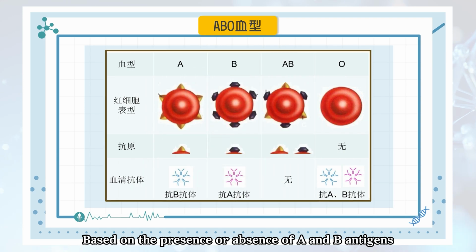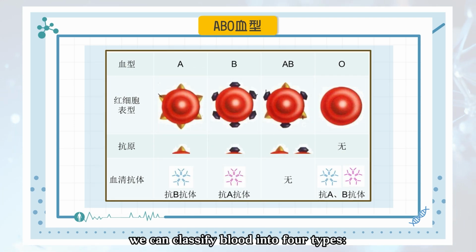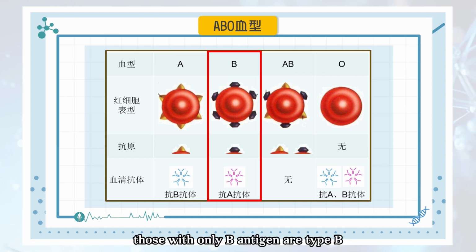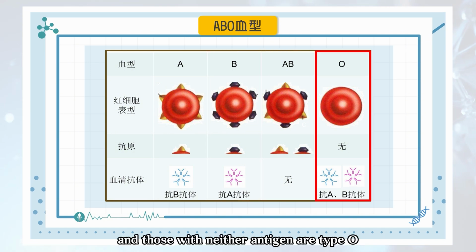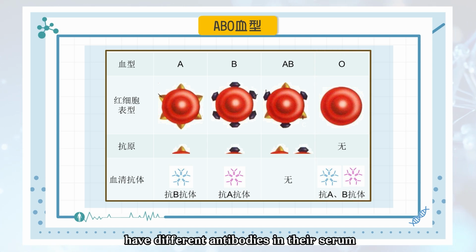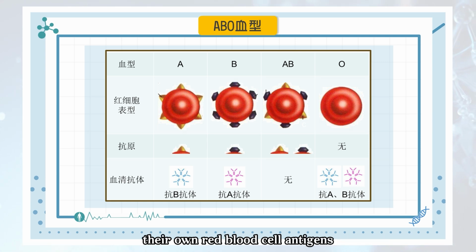Based on the presence or absence of A and B antigens on the red blood cell membrane, we can classify blood into four types. Those with only A antigen are type A. Those with only B antigen are type B. Those with both A and B antigens are type AB. And those with neither antigen are type O. People of different blood types have different antibodies in their serum, but they do not contain antibodies corresponding to their own red blood cell antigens.